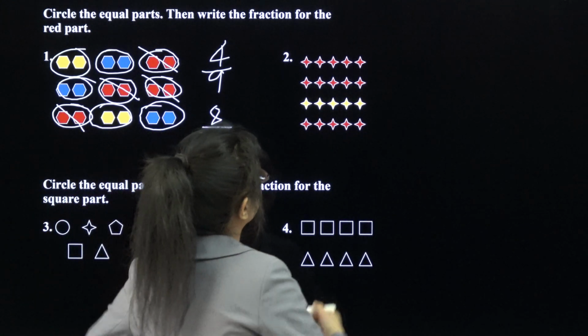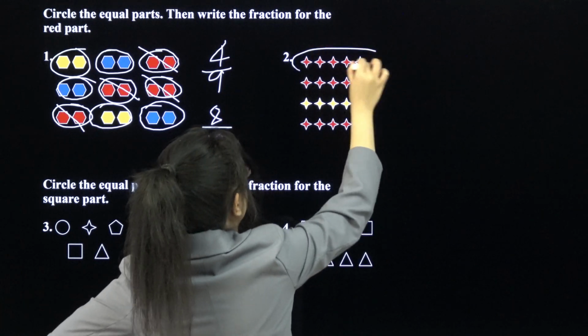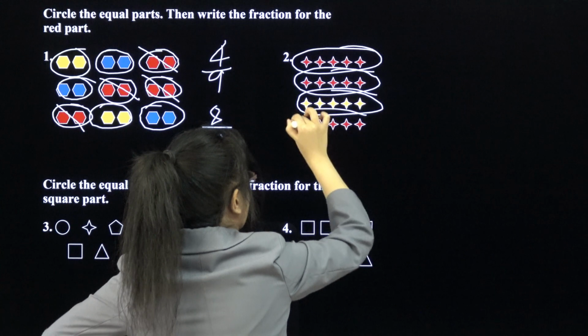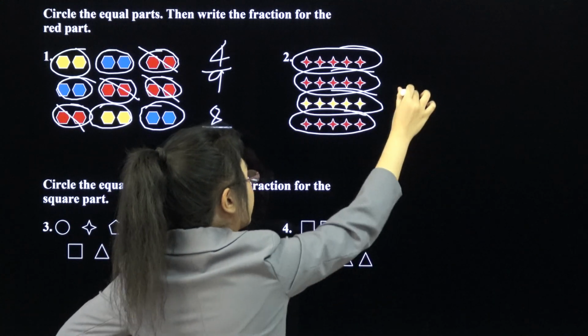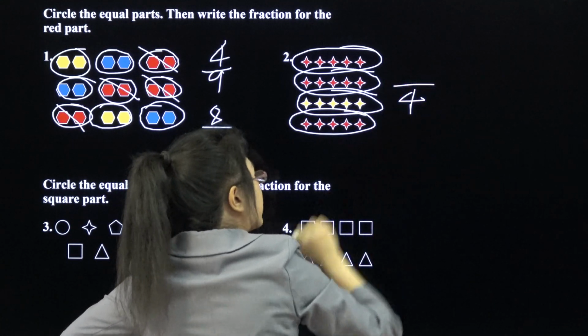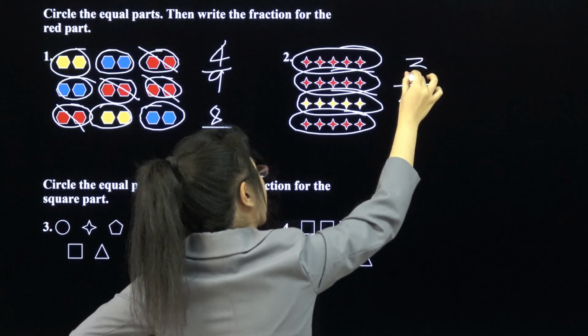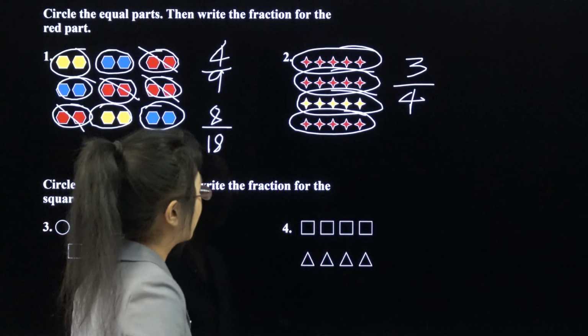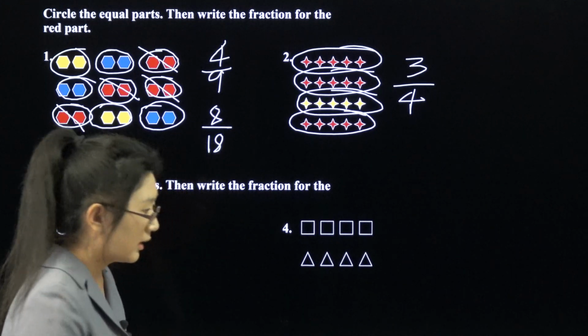grade 3. Now question number 2 seems to have 4 equal parts, with 3 of them being red. So out of 4 total equal parts, 3 of them are red, and we get the fraction 3 over 4.